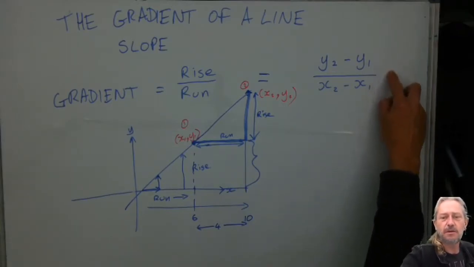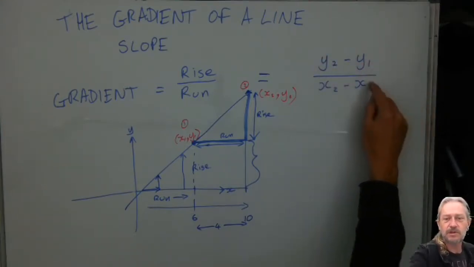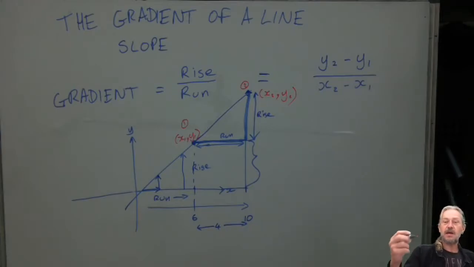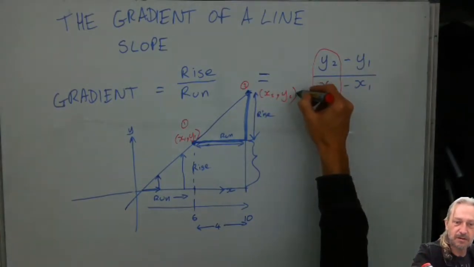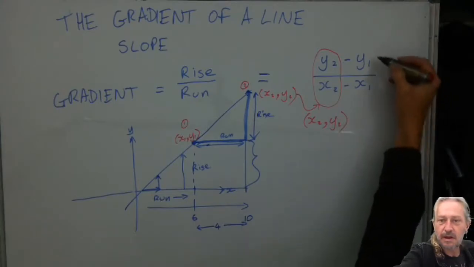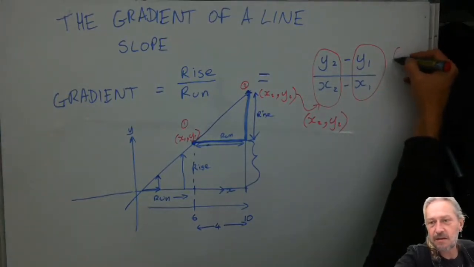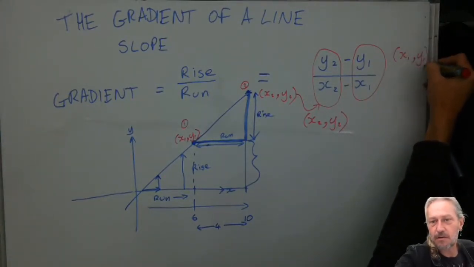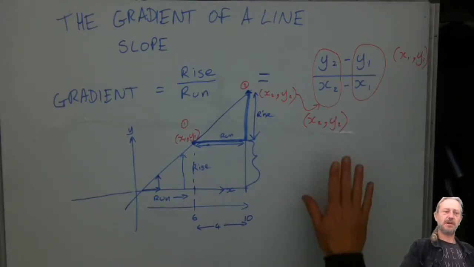People tend to mix this up, so it's always the 2 y coordinates on the top, the 2 x coordinates on the bottom, and I think the best way to think about it is that there is this point, x2, y2, and this point 1 over here, x1, y1. It's very easy to get confused and have them round the wrong way. You need to be very careful.